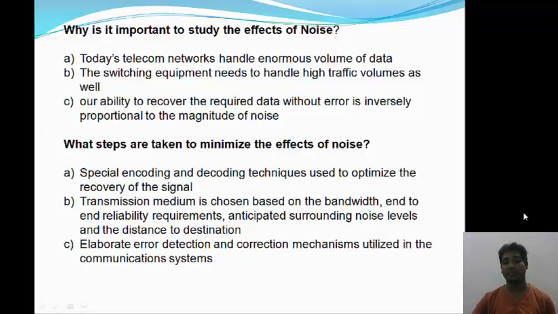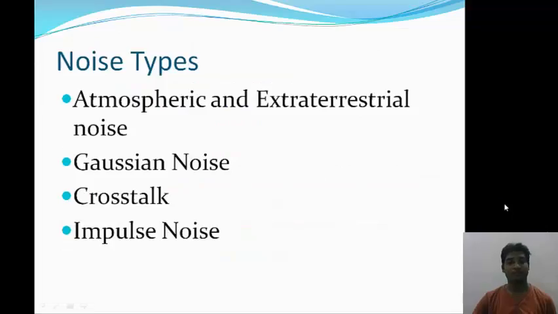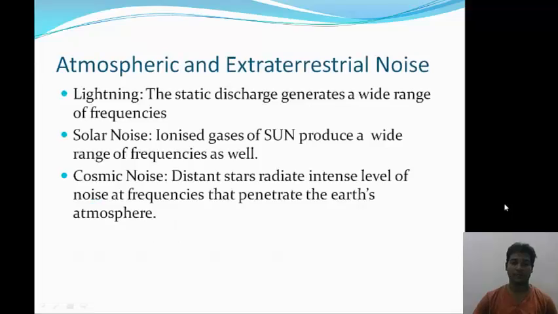So based on the requirement we choose the transmission medium, the anticipated surrounding noise level, and the distance to the destination. If the distance is more, then the noise effect may be more. We also elaborate the error detection and correction mechanisms utilized in the communication system. Types of noise: a few types of noise are atmospheric or extraterrestrial noise, Gaussian noise, crosstalk noise, and impulse noise.